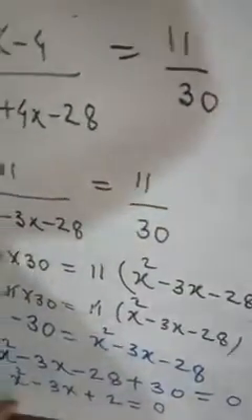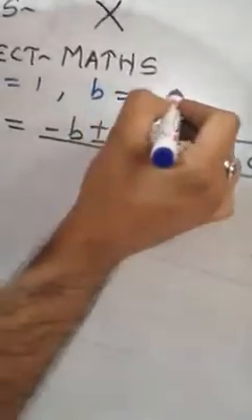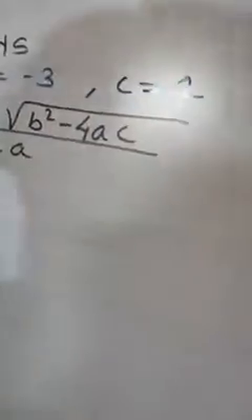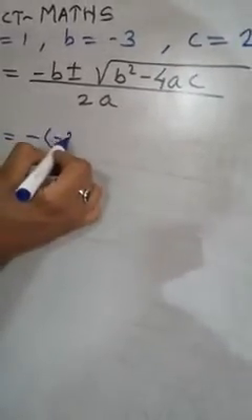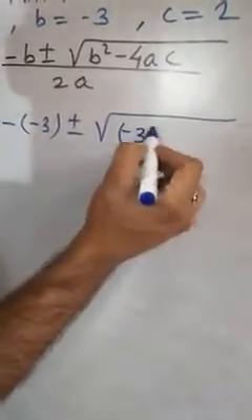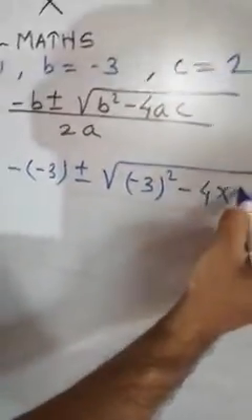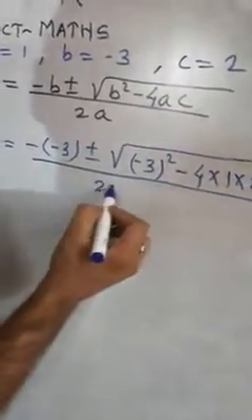Now on comparing with the quadratic equation, the a value will be 1, the b value will be minus 3, and the c value will be plus 2. Now we will apply the quadratic formula. So minus b, that is 3, plus minus square root of b square, that is 3 square, minus 4, a value is 1, c value is 2, upon 2 into 1.